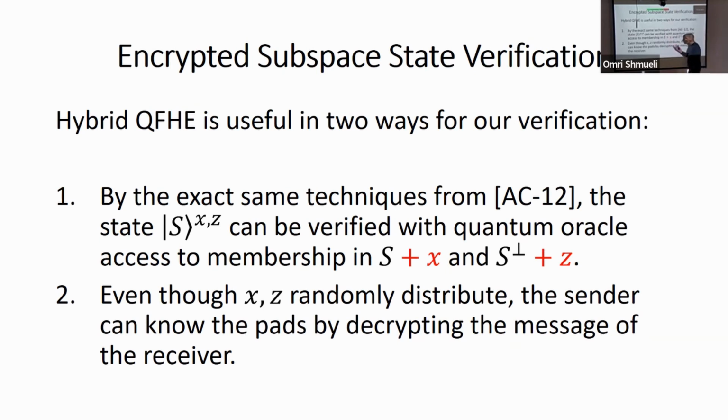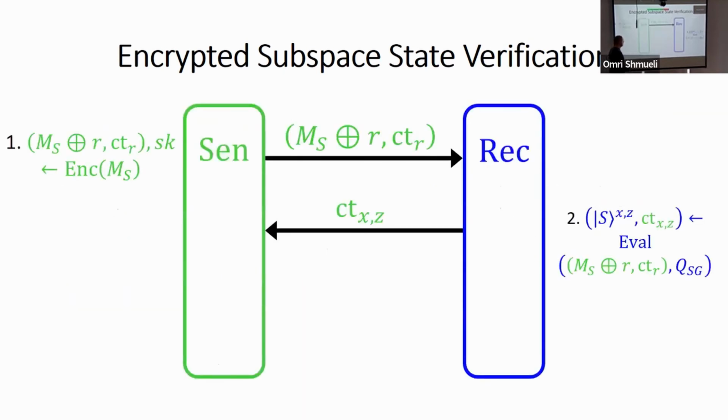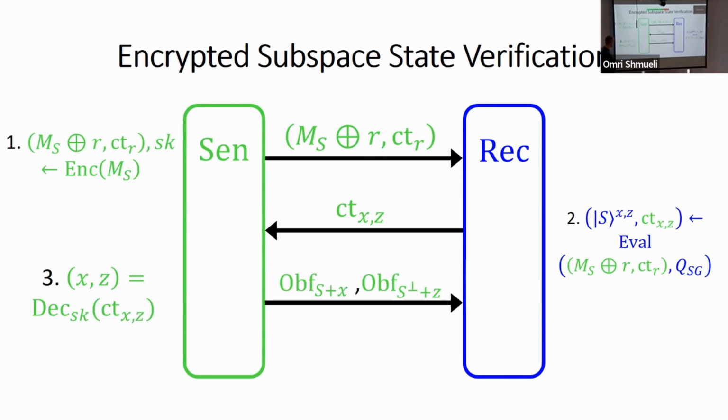And the second thing that we use in hybrid QFHE, so the first thing is the fact that it is quantum one-time pad, and it only moves the entire subspace from one place to another, but it doesn't disturb the subspace structure in itself. And the sender doesn't know X and Z in the beginning, but it can get them by decryption easily. By the second message of the protocol, which can be the classical part. This is where we use the two parts of the hybrid QFHE. The receiver can send the classical encryption of the pads. The sender can get X and Z, compute what is S plus X, and S dual plus Z, and send this classical ideal obfuscation for now, I think.